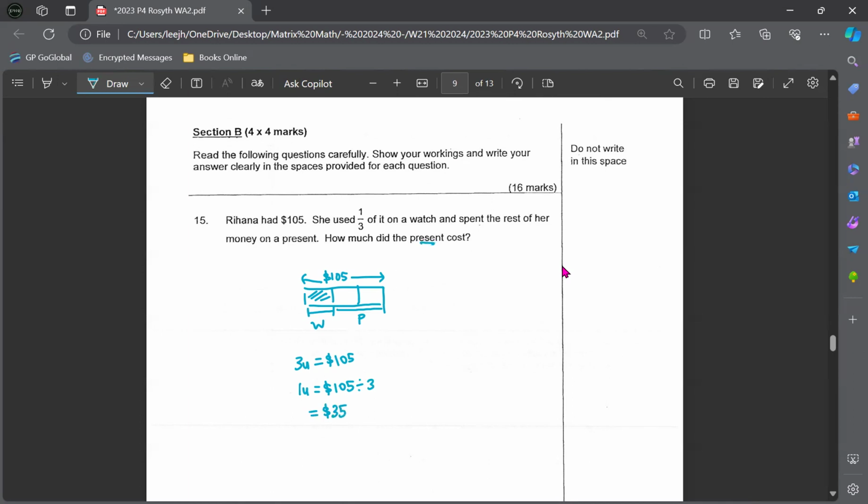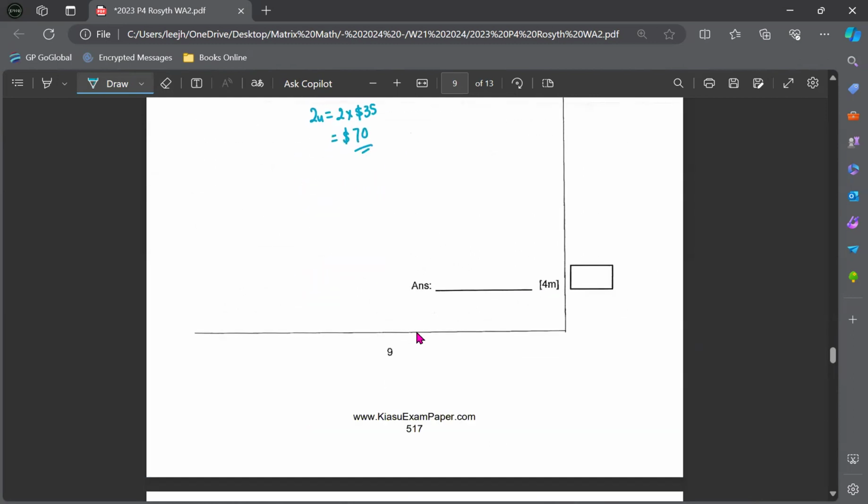I want to find the present. The present is 2 units, right? So look for 2U. 35 times 2, or 2 times 35 also can. Answer is $70. So please write down your answer and finalize with the unit, because it's money.